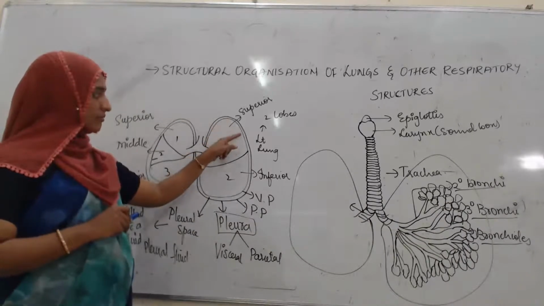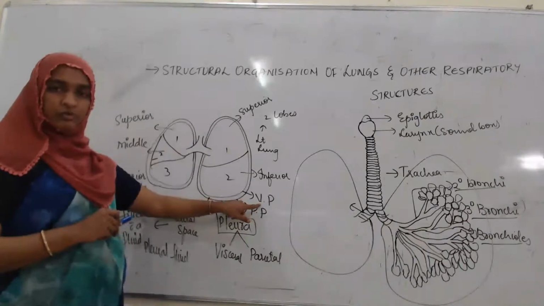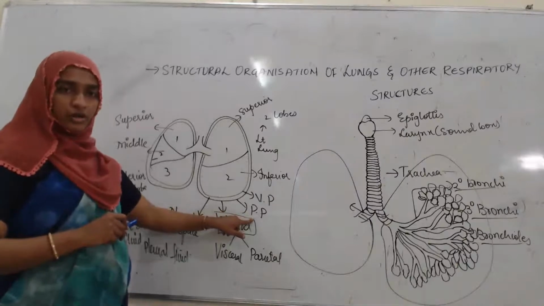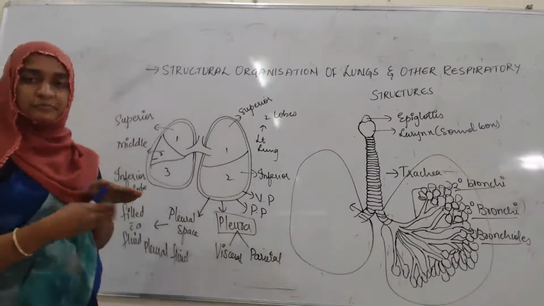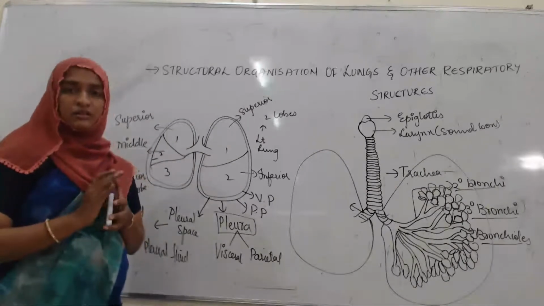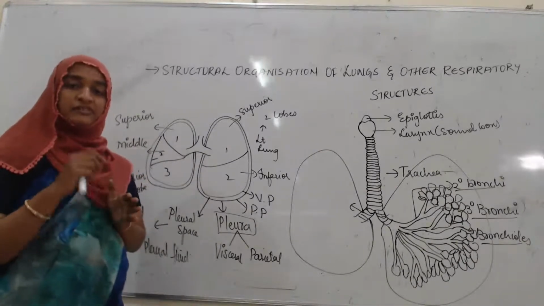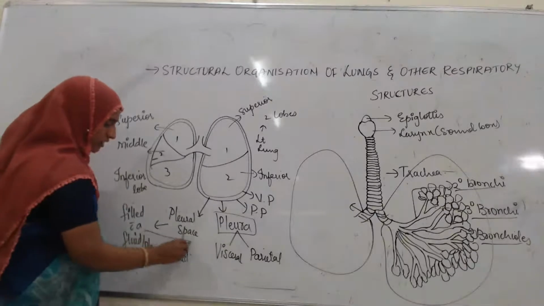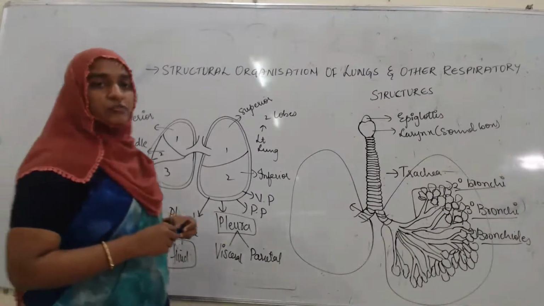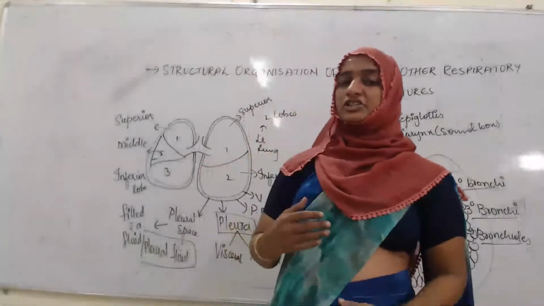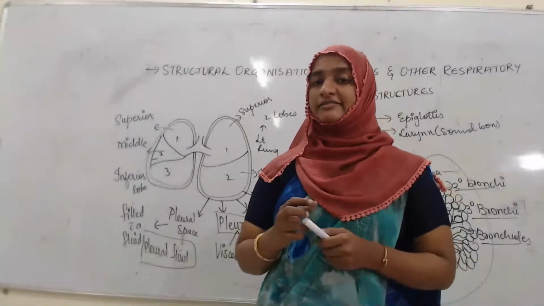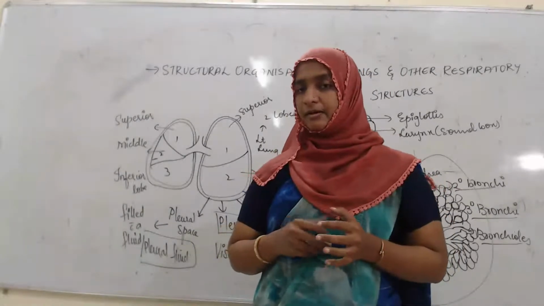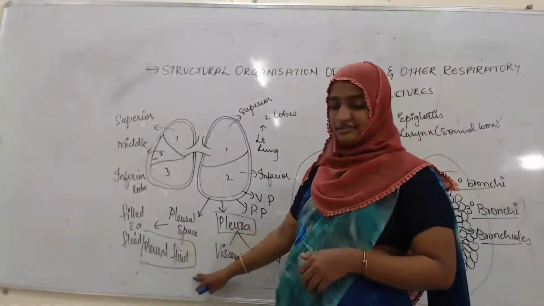The inner membranous layer we call the visceral pleura, and the outer layer we call the parietal pleura. In between these two layers, there is a space which we call the pleural space. That space is filled with a fluid which we call the pleural fluid. So what is the function of this pleural fluid? It helps in protection against mechanical friction, as well as mechanical injuries and foreign particles. Okay, so the next topic.